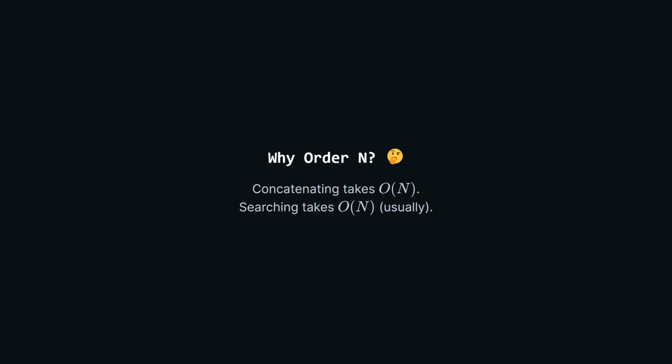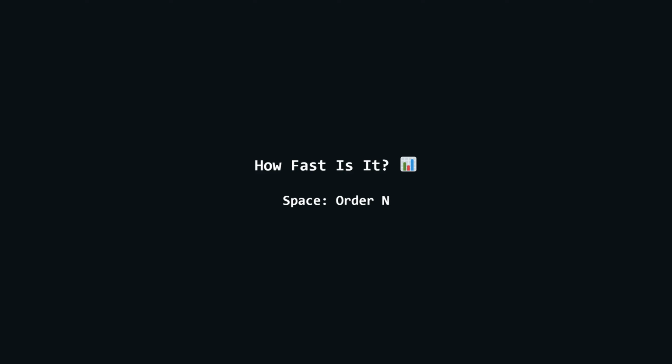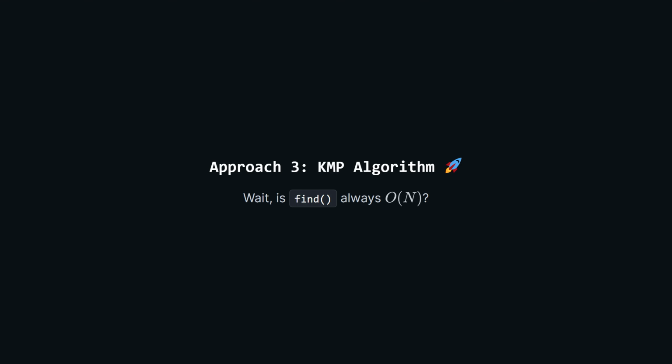Doubling the string takes n steps, and searching for a substring inside it usually takes n steps in Python, making it much more efficient overall. The space complexity stays at order n, since we are still creating that brand new doubled version of the string to search through. Now for the perfectionists out there.